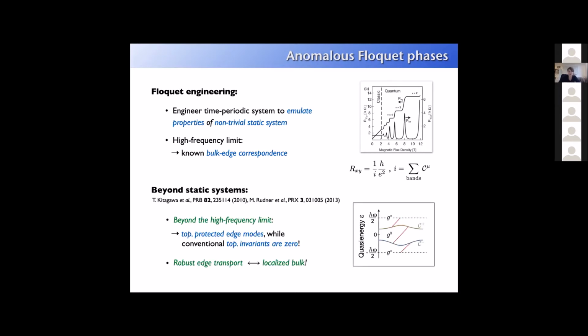Now, the interesting question is what happens if we go away from this limit? And this happens if we now take this driving frequency to smaller and smaller values. So we go away from this limit where the driving frequency is the largest energy scale in the system, and where we can make this perturbative expansion that allows us to take the high frequency limit and apply the rotating wave approximation. So away from this high frequency limit, there can be interesting new topological regimes.